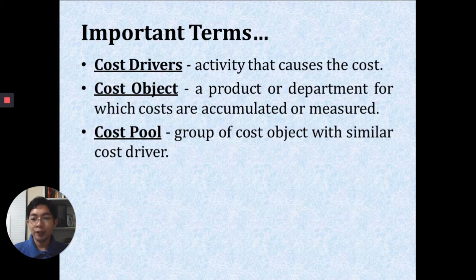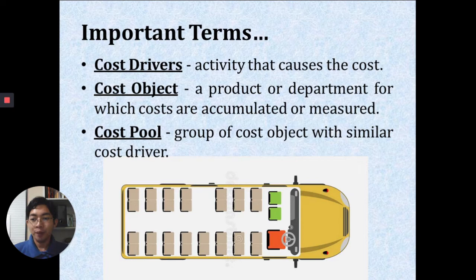If we will have an illustration, we can compare it to a bus. We have one driver that will lead us to our destination. Then we have the passengers. The passengers are your cost objects because all of them have the same cost driver. And the bus, which gives us a ride going to our destination, is our cost pool.